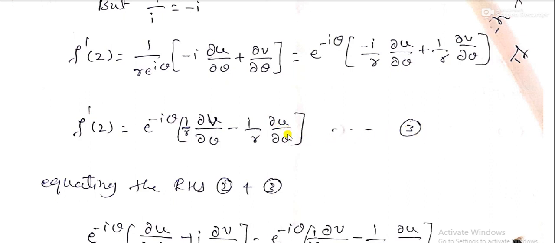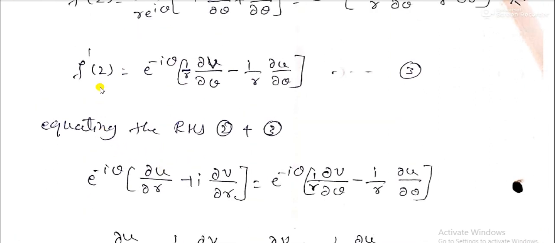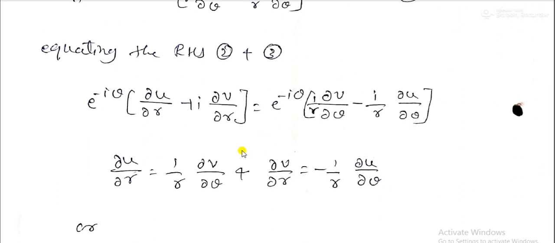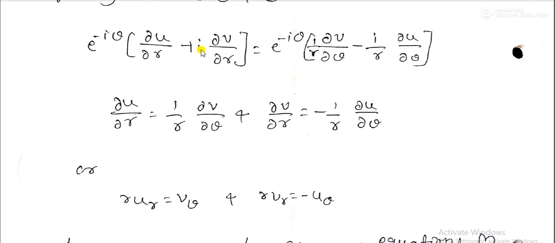This is equation 3. Both LHS are f dash of z, which are the same, so we equate the RHS of equations 2 and 3. Therefore e raised to minus i theta into dou u by dou r plus i into dou v by dou r is equal to e raised to minus i theta into 1 upon r dou v by dou theta minus i divided by r dou u by dou theta. Now e raised to minus i theta cancels on both sides. Take the real part and the imaginary part.